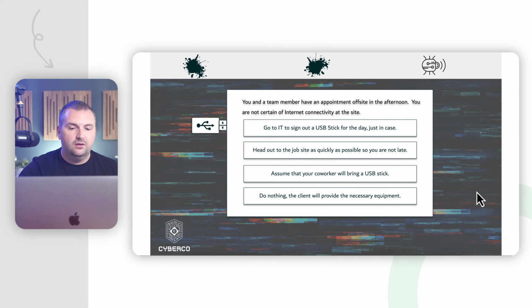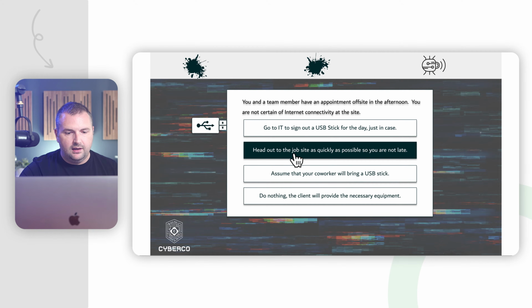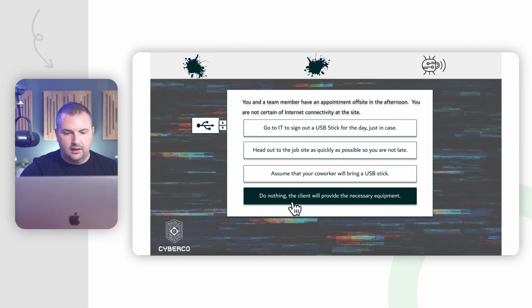All right, in our third and final scenario, you and your team members have an appointment off-site in the afternoon. You're not certain of internet connectivity on the site, so do we go to IT and sign out a USB stick for the day? Head out to the job site as quickly as possible. Assume your coworker will bring a USB stick. Do nothing. The client will provide the necessary equipment.